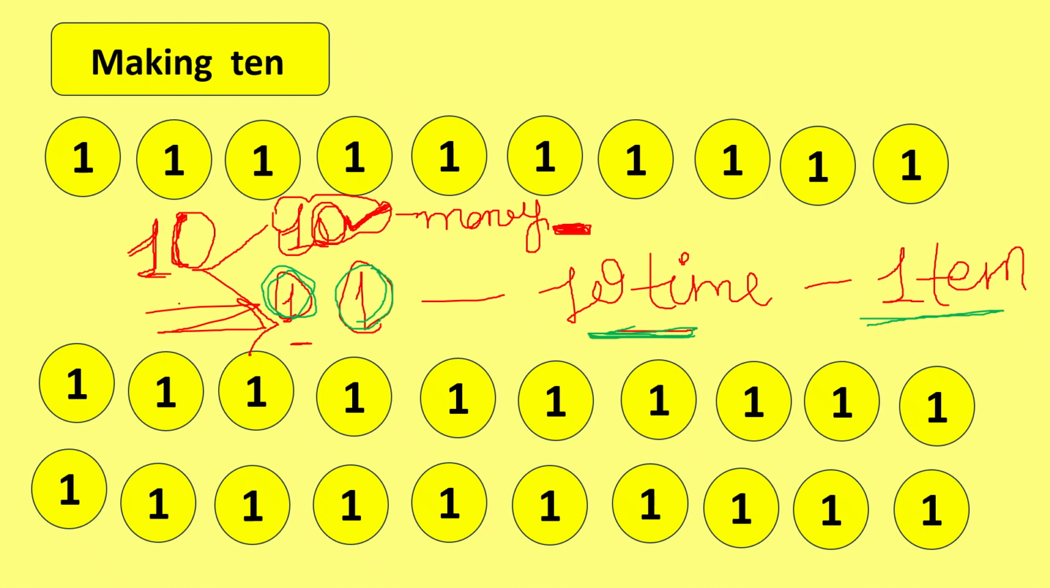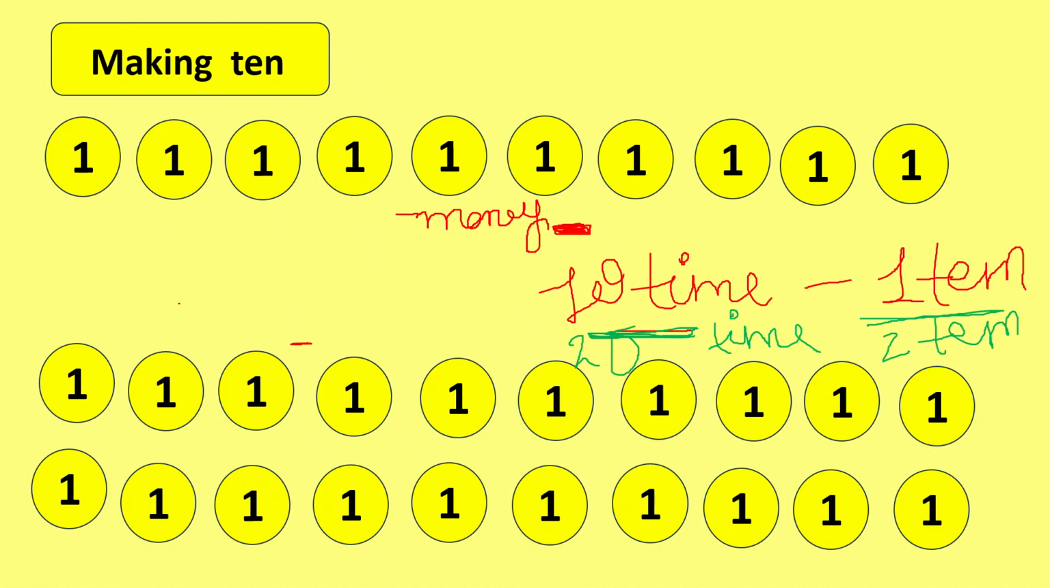If you collect it 20 times, if you collect the coin 20 times, bacha, it makes how many? It makes 210. If you collect one rupee 30 times, it makes 310. Okay, very good.